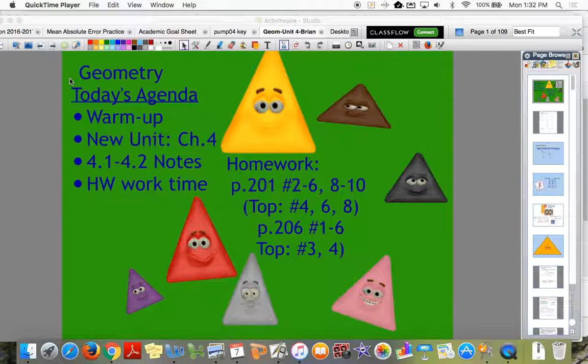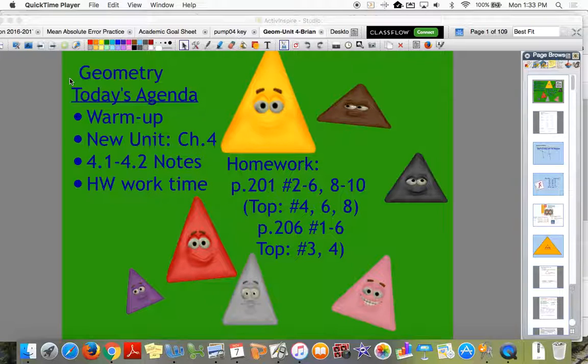Good morning, everyone. We are going to start chapter 4 today, and I've got the agenda up on the board. You will also find the agenda on our Moodle, on our geometry Moodle, but I'll just point out that our chapter today is going to start the chapter on discovering and proving triangle properties.